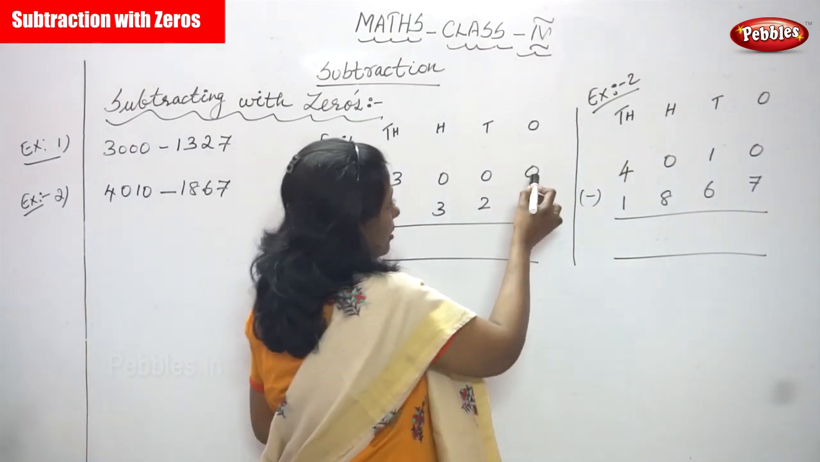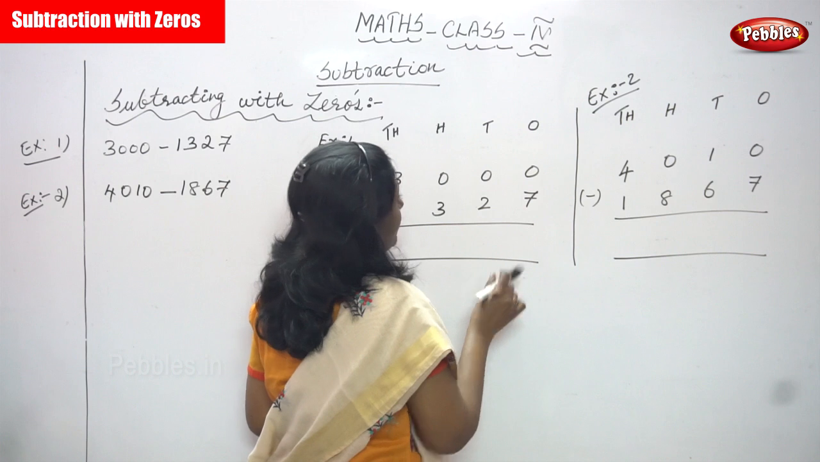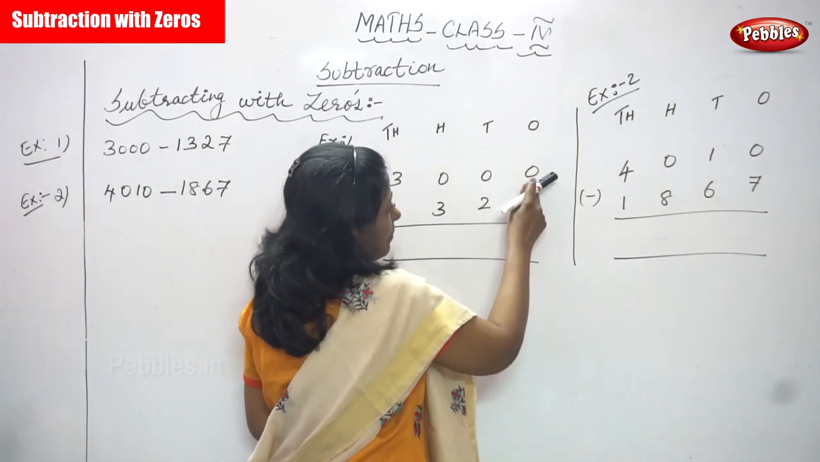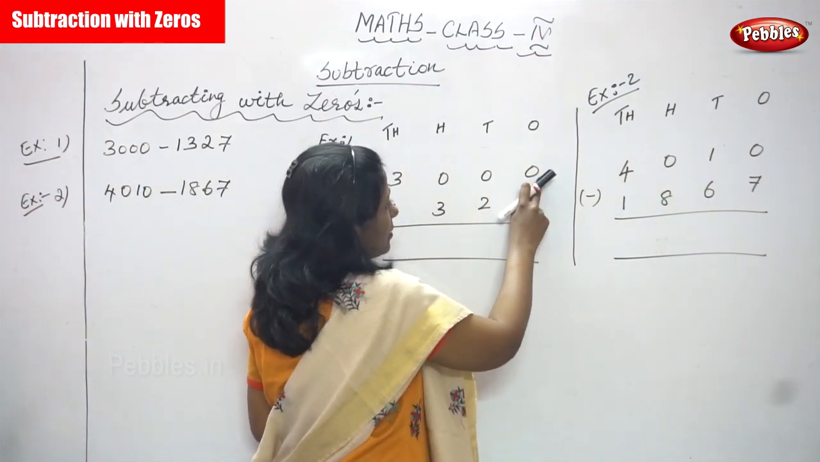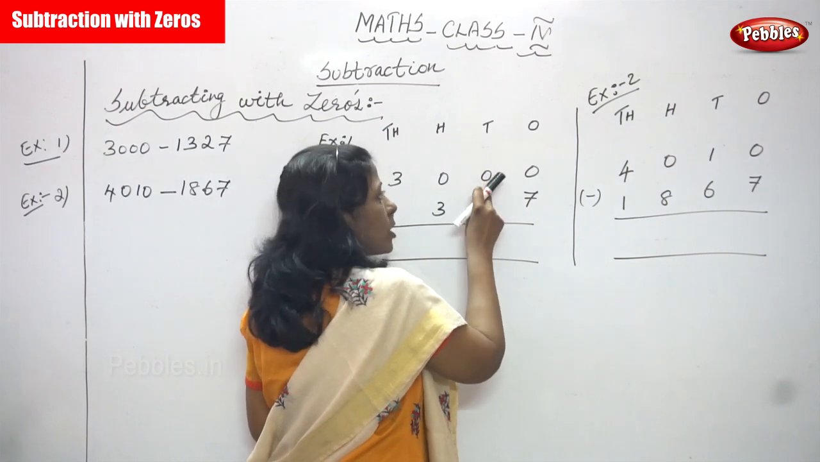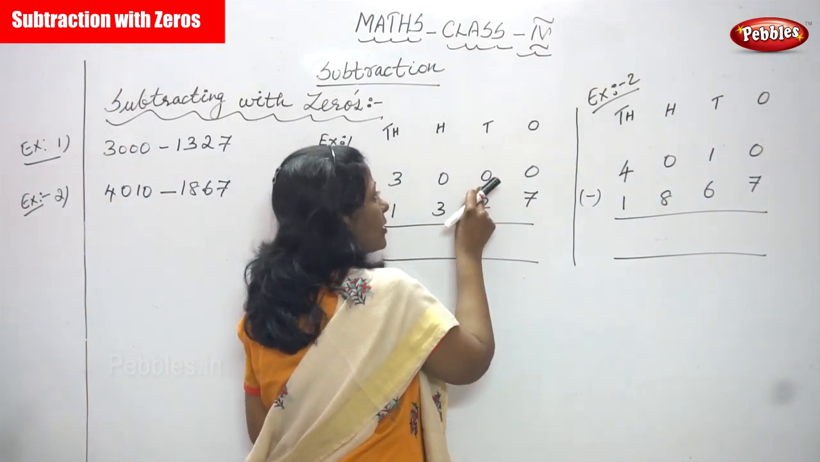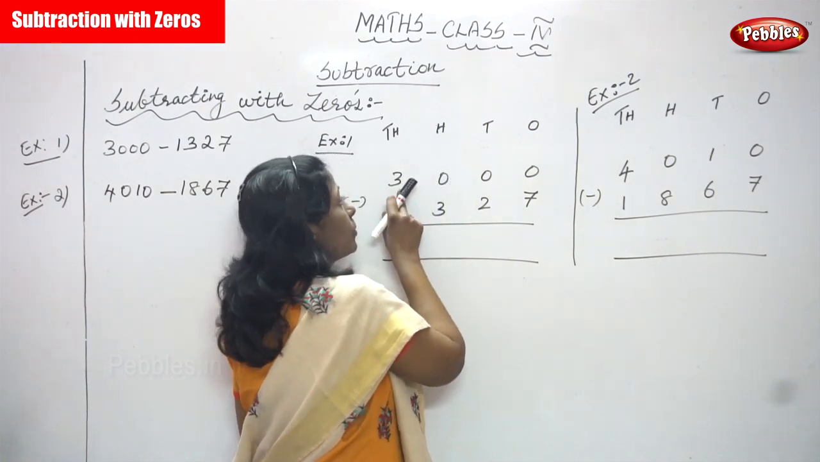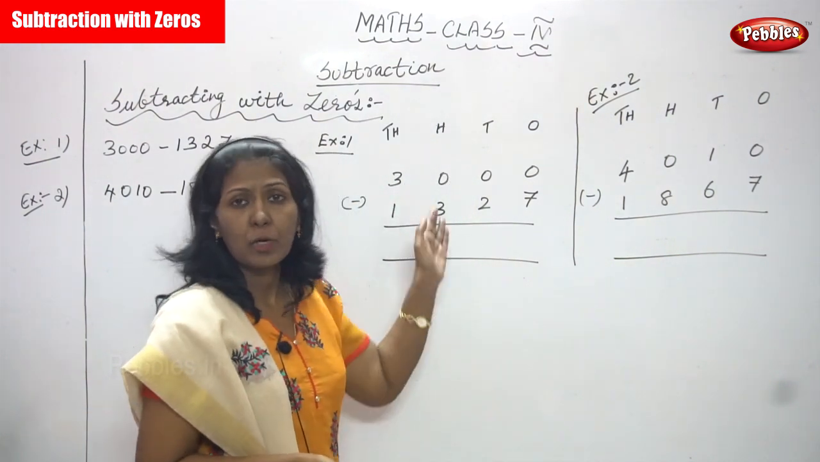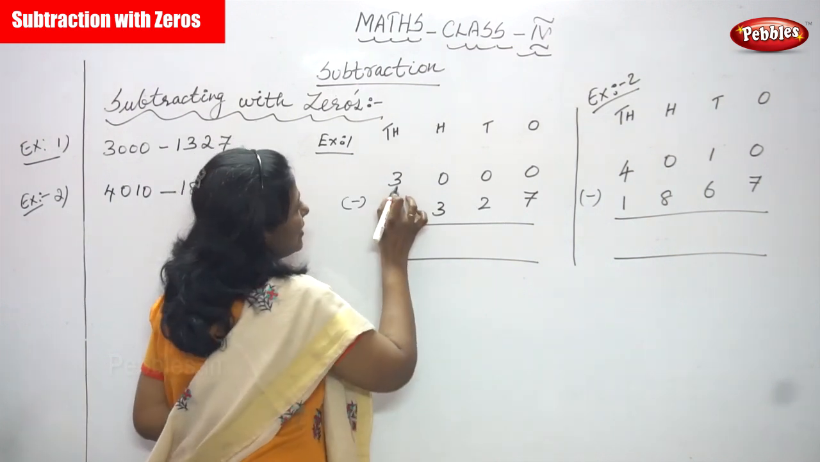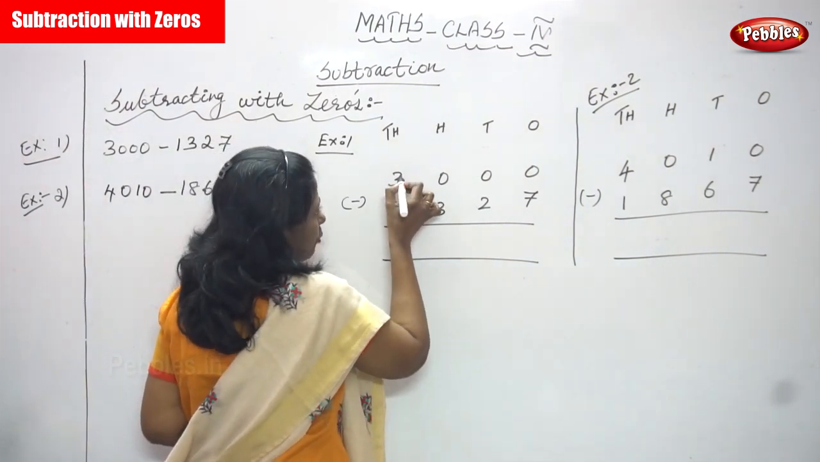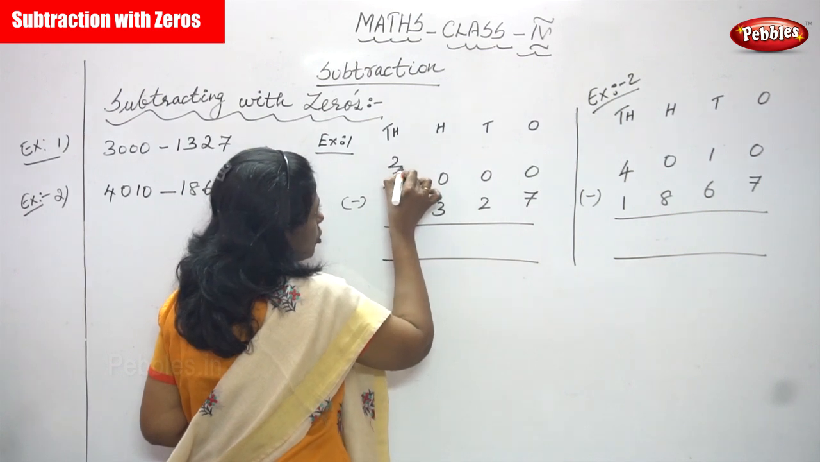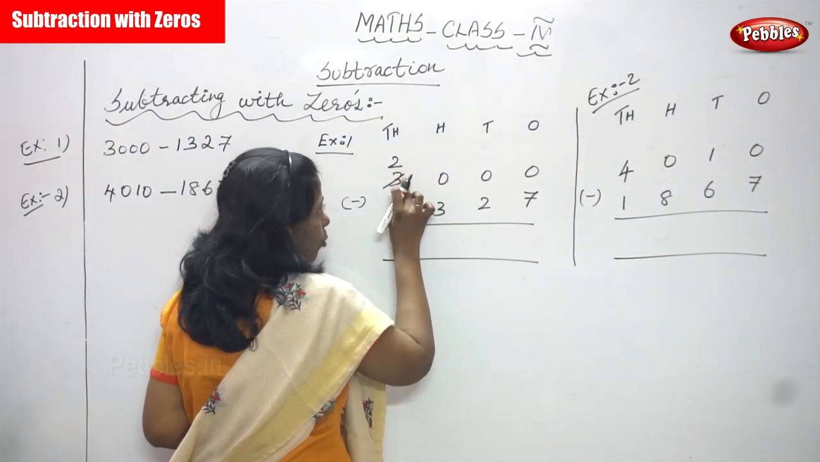First, 0 minus 7. You can't subtract with 0 because 0 is a smaller number. So you have to borrow from 10. Here also 0, so you have to go to the next place value. 100 is also 0. So you have to borrow from the 1000 place value. What is the number in the 1000 place? 3. So I have to borrow 1 from it, and this becomes 2.